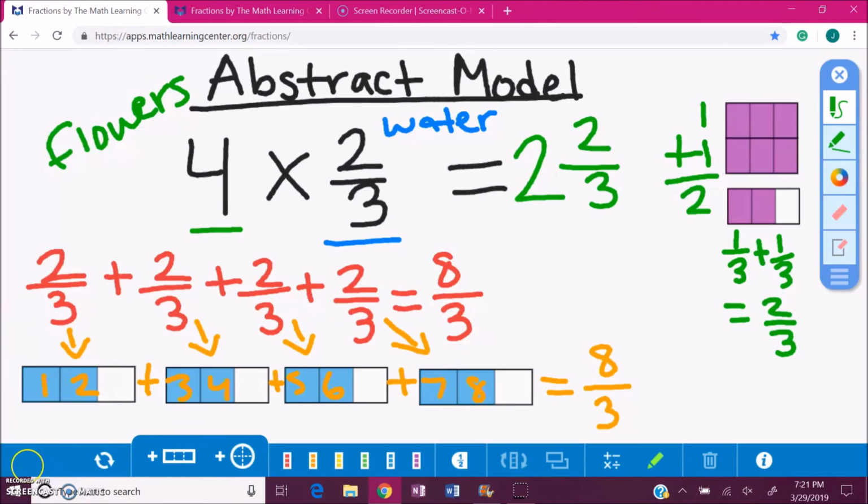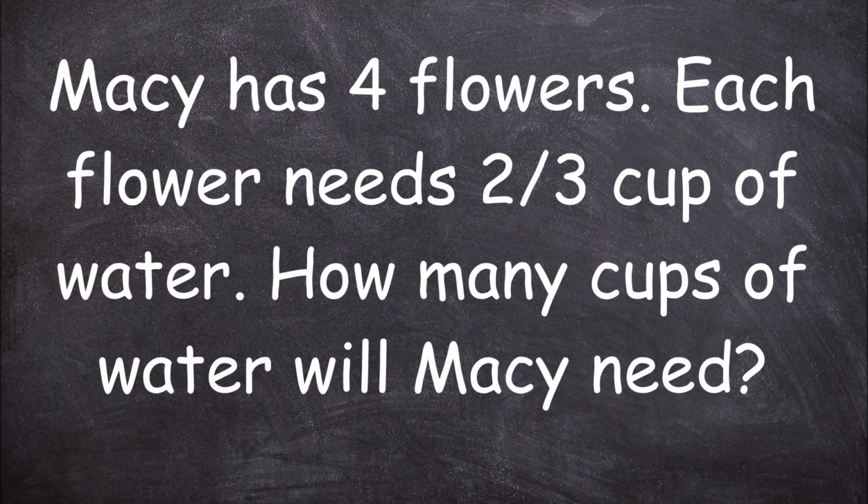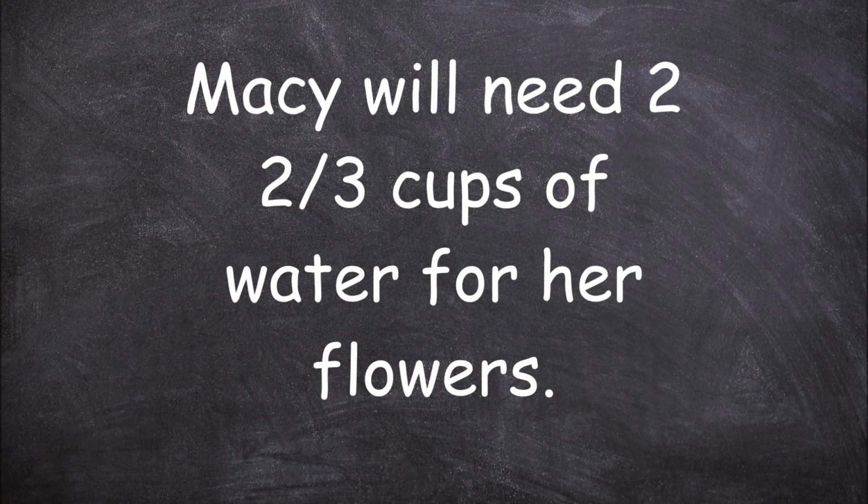Both fractions represent how much water Macy will need. The difference is that 8 thirds is an improper fraction and 2 and 2/3 is a mixed fraction. Let's go back to our word problem. Macy has 4 flowers. Each flower needs 2/3 of a cup of water. How many cups of water will Macy need? We found that Macy will need 2 and 2/3 cups of water for her flowers.